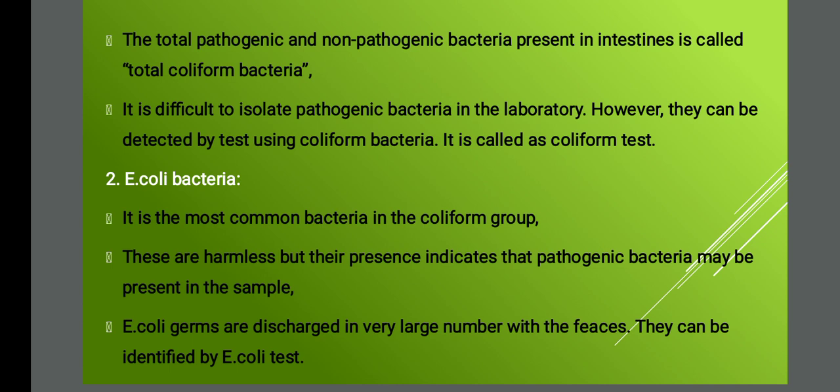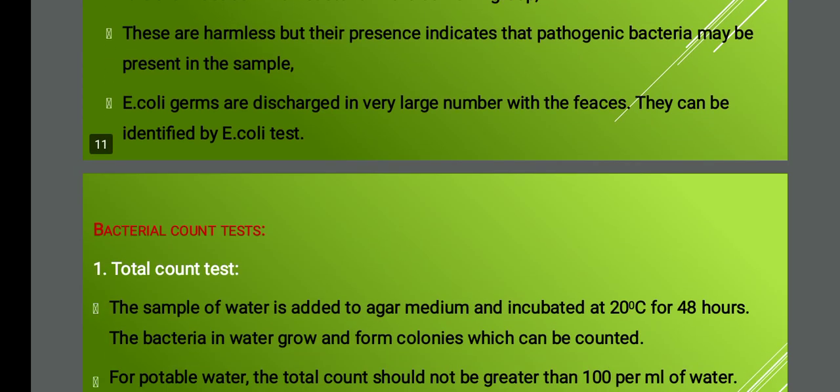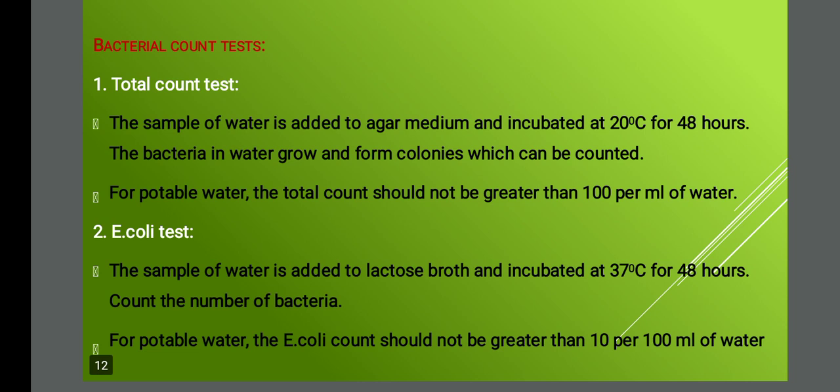So I'll go with the tests one by one. First is said to be the total count test. This test is to detect total coliform bacteria. How do we find it? The sample is added to agar media and is incubated at 20 degrees centigrade for 48 hours. We have to pour the sample into the agar and keep it incubated at 20 degrees centigrade for 48 hours.